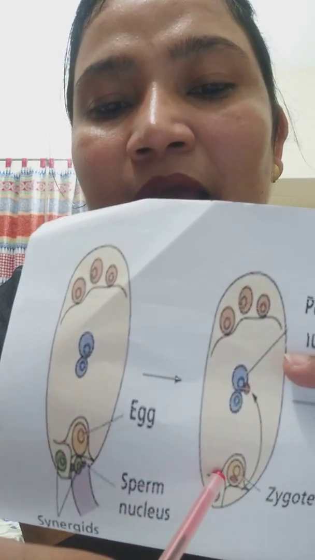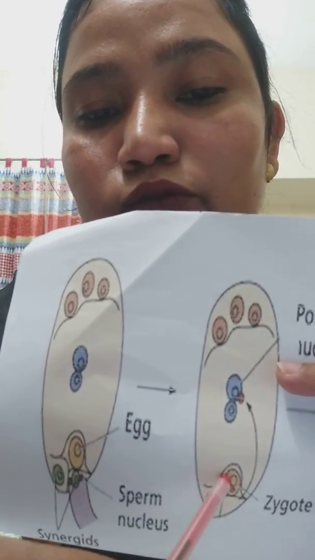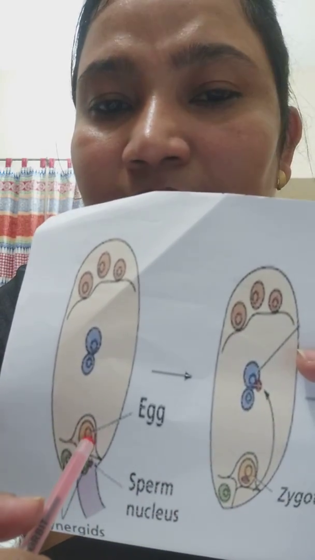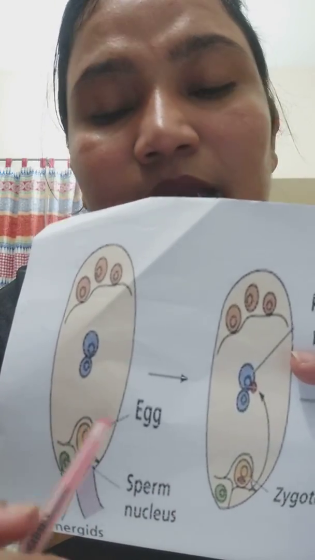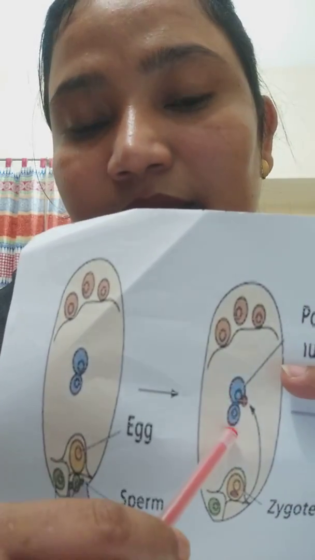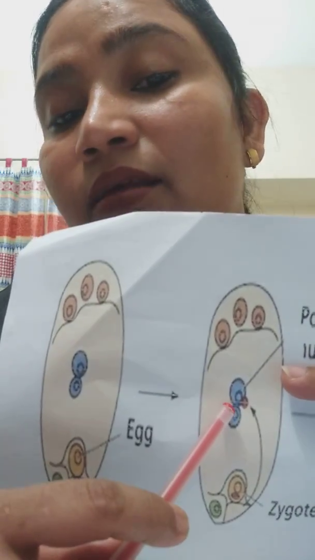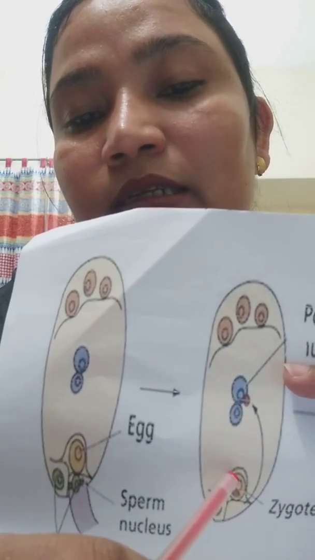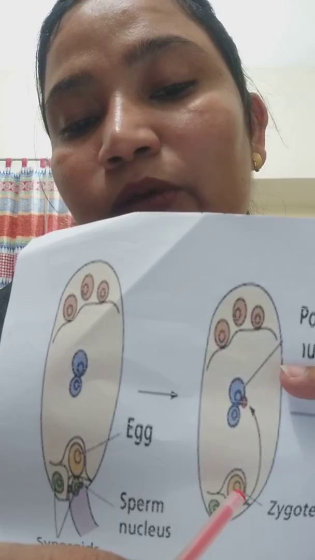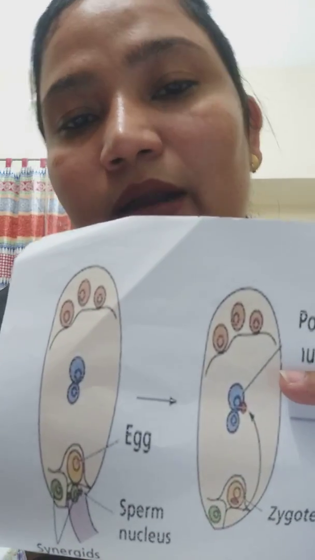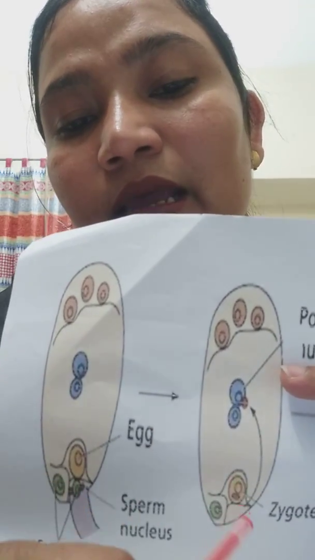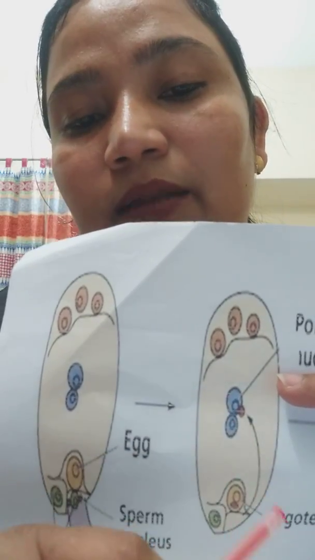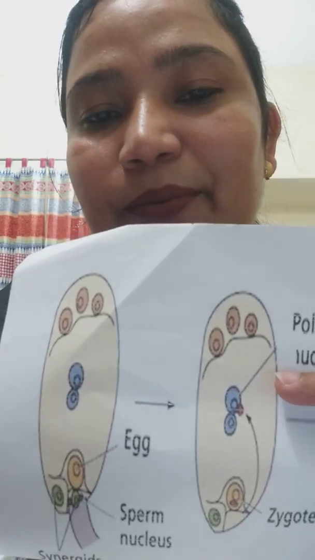At the same time, two fertilizations occur. One male gamete mates with the egg, it is one fertilization, and another male gamete mates with the secondary nucleus, it is another fertilization. So two fertilizations occur at one time, so we can say it is double fertilization. After fertilization, the egg converts into a seed and the secondary nucleus converts into endosperm.